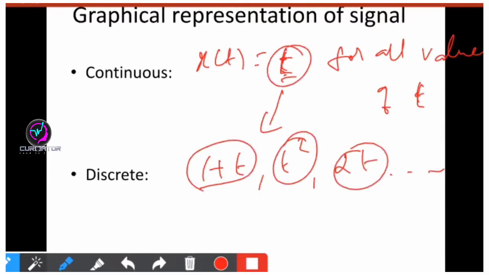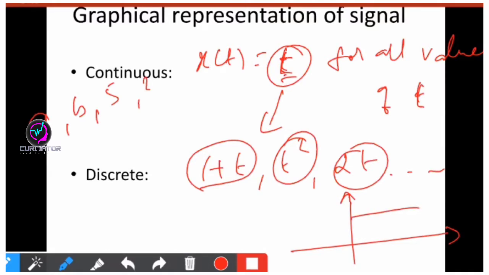If it doesn't contain any t term and has only a constant value on this side, like a, b, or 5, 2, like this, it means our function is not varying with respect to time. It has a uniform distribution like this. It doesn't vary with respect to time. It will have a constant value throughout time.